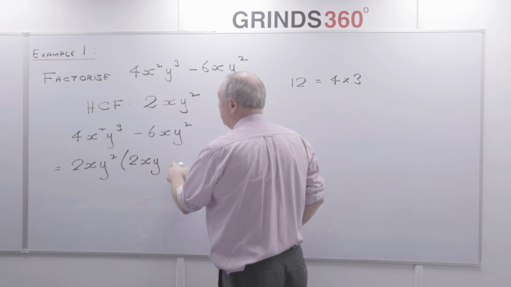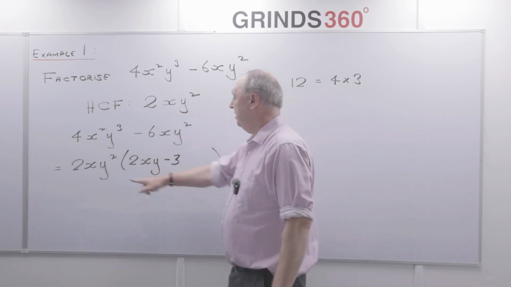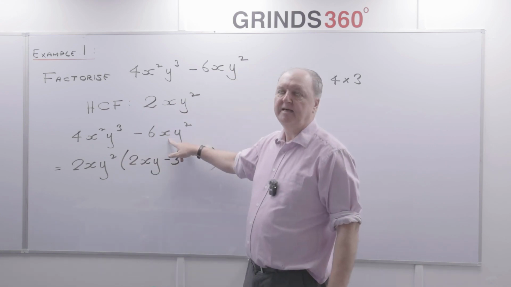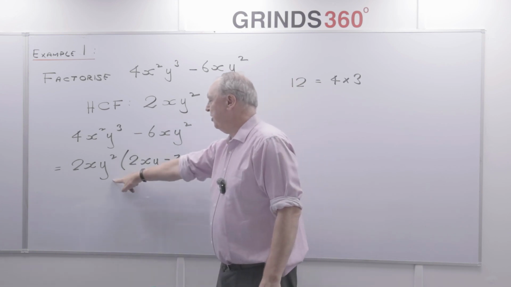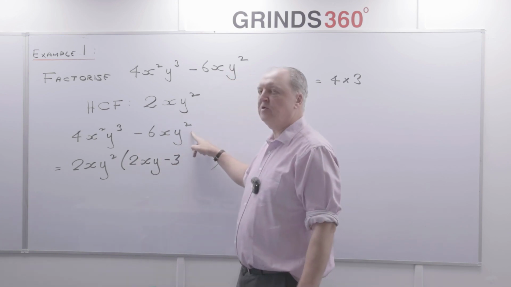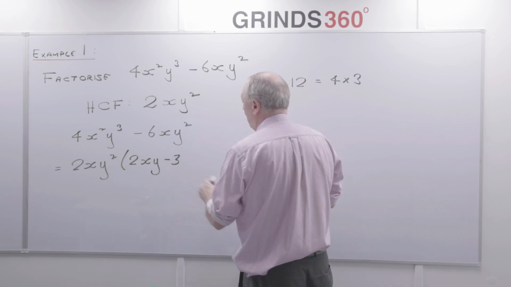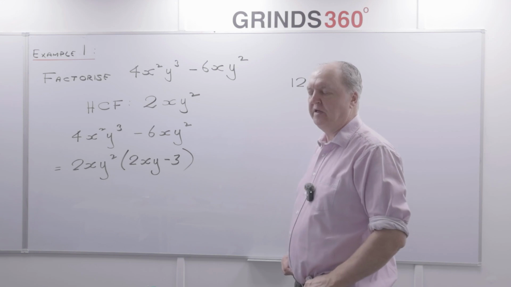Now do the second term in the bracket. 2 by what will give me minus 6? Minus 3. X by what will give me x? X by 1, no need to write it down. Y squared by what will give me y squared? Y squared by 1. So what's left in the bracket is 2xy minus 3.